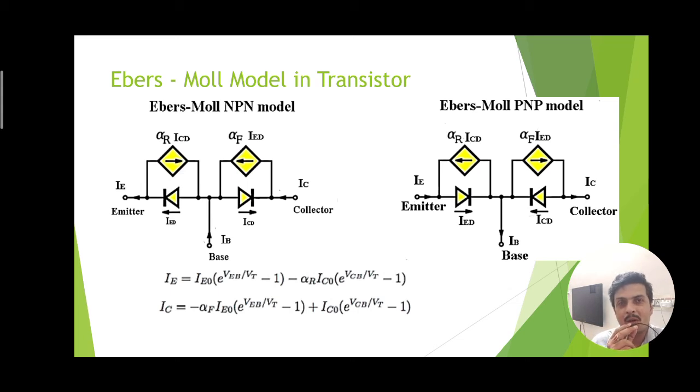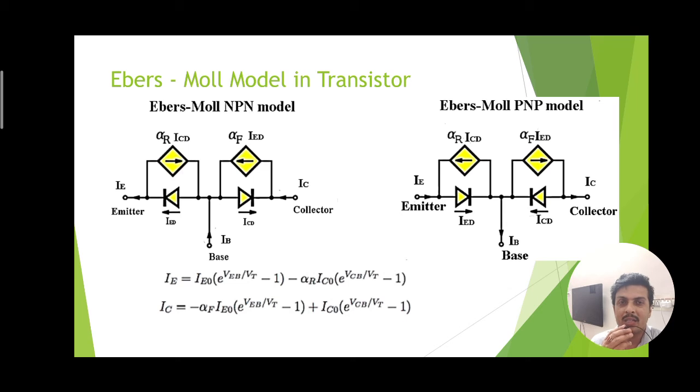Because when the CBJ is forward biased, at that time the collector emits electrons, and since the doping concentration of the collector is much less compared to the emitter, therefore EBJ produces more current, more charge carrier generation due to the forward bias of EBJ compared to when the CBJ is forward biased.